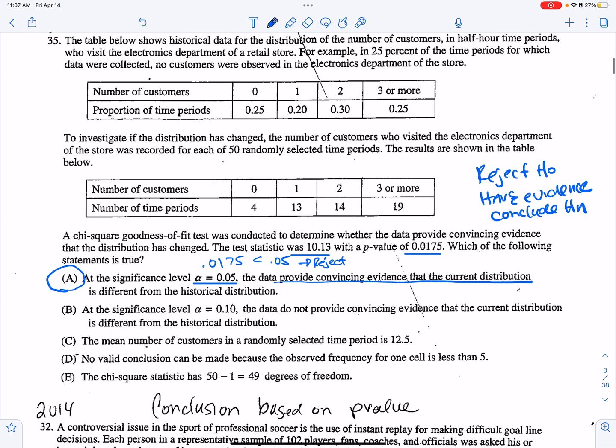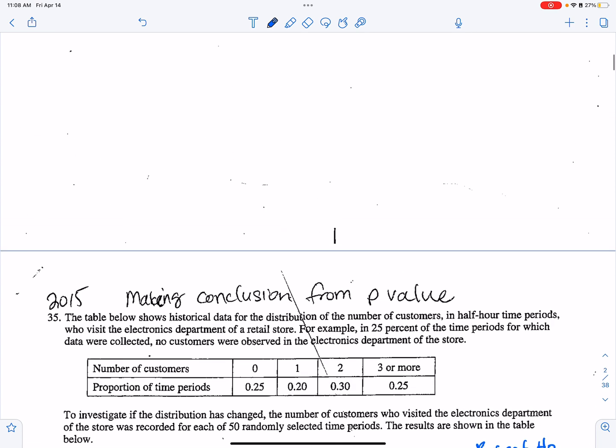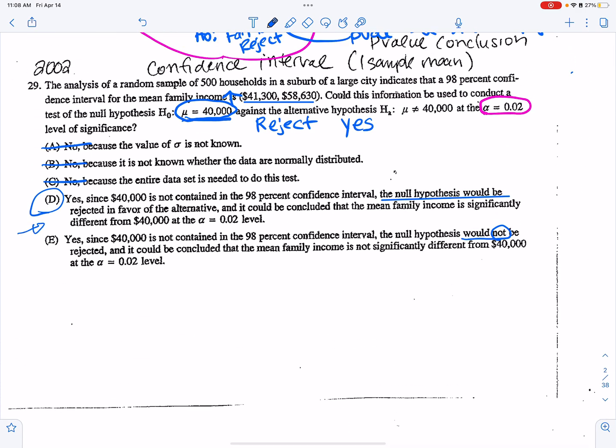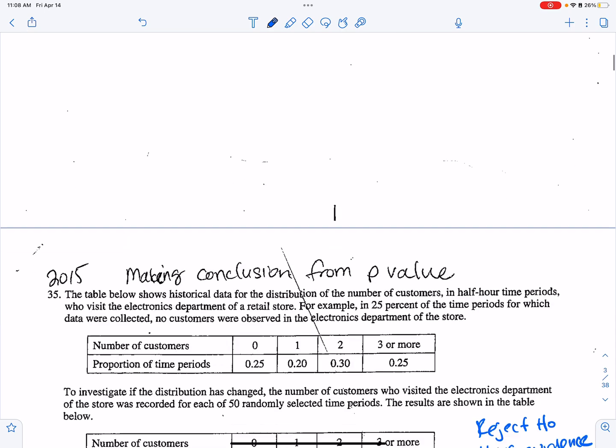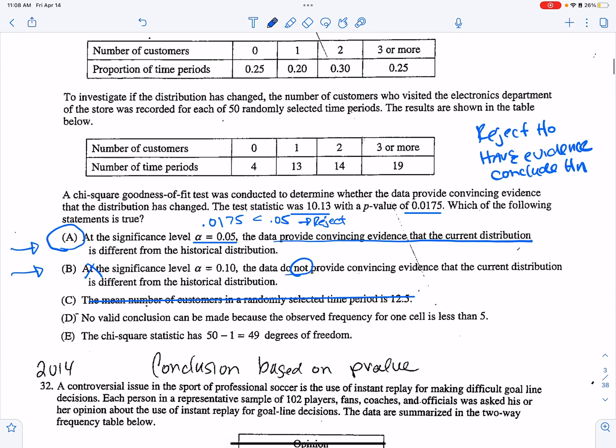All right, so if I look at the next one, at the significance level 0.1, the data do not provide. Well, if it provides it at 5%, it's going to provide it at 10%. It's a bigger level, but this says do not, and that's the problem there. Letter C, everything else here, honestly, doesn't really make any sense. The mean number of customers randomly selected, it doesn't really make any sense. And here's a little hint. Look for your longest answers. Most of the time you're going to see that the longest answers, same thing back in this one, the longest answers typically are one of the correct answers. Not always, but those are the ones I would start with and look out for.